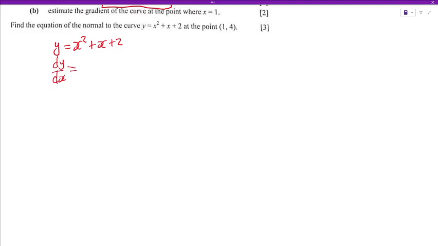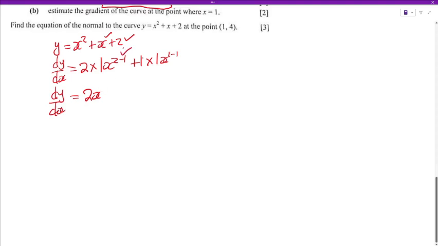So dy over dx is equal to 2 times 1 x to the power 2 minus 1. What's the power of x there? It is 1. So we're going to say positive 1 times 1 x to the power 1 minus 1. Differentiating a constant, it becomes 0. So dy over dx will give you 2 times 1, which is 2. x to the power 2 take away 1 is 1. 1 times 1 gives us 1. Then x to the power 1 minus 1 is x to the power 0.